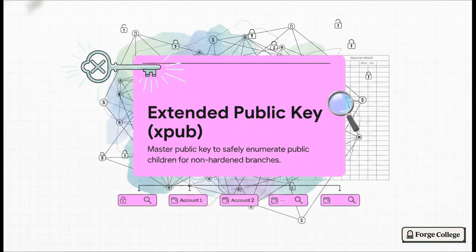But before we start typing out code, let's just do a really quick recap of our secret weapon, the Extended Public Key, or XPub. Think of this thing as the magic skeleton key of the crypto world. It allows you to enumerate, basically list out, all your public child keys for non-hardened branches. And the best part? It does this completely safely, without ever exposing your private key material. It's literally the exact mechanism that lets an app show you your balances without actually needing the power to spend your funds. Pretty brilliant, right?